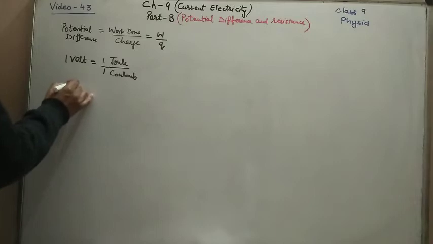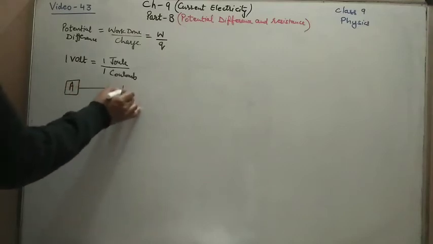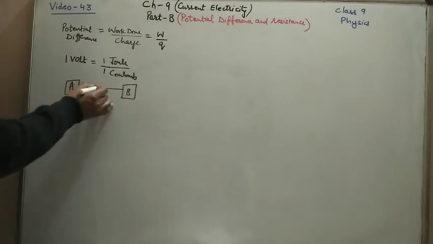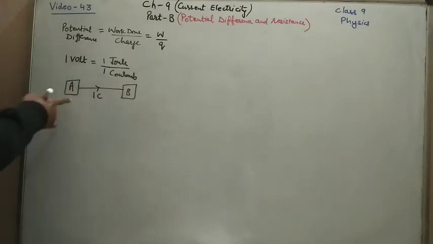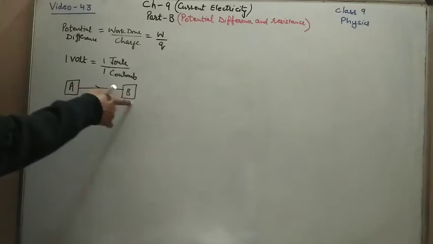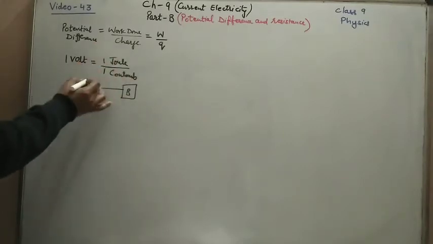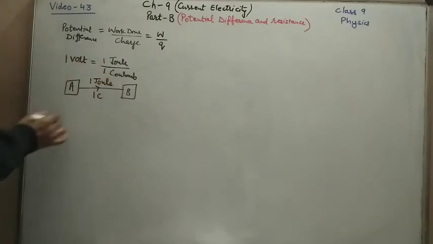So suppose these are the two conductors A and B joined with this wire, and if I want to transfer a charge of 1 coulomb from A to B, how much work is being done or required? That is 1 joule. It means the potential difference between these 2 conductors is 1 volt.